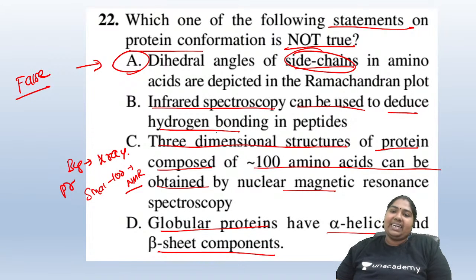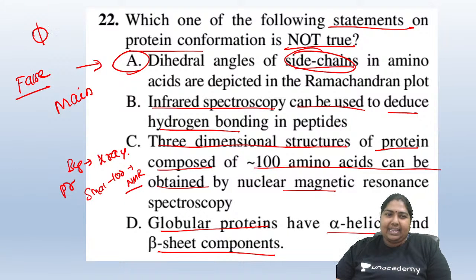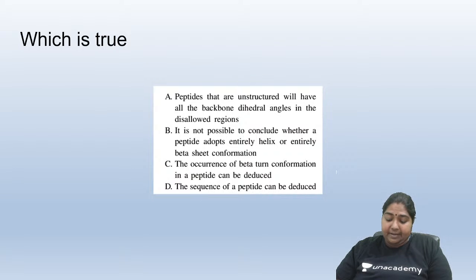But dihedral angles of only the main chain can be detected. I told you, majorly this phi and this psi. Have you ever heard of chi in our Ramachandran plot? Never, isn't it? Alright, this question is quite big. This one we'll see. Okay, so which is true?